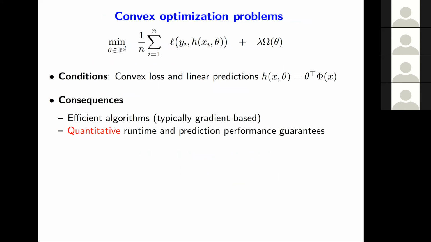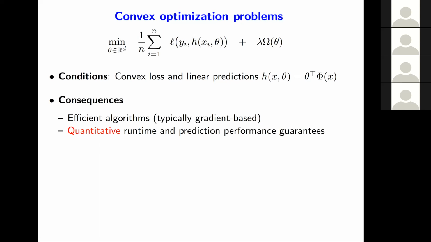All right, so in machine learning and optimization, there has been a lot of work focusing on convex optimization problems. And those convex problems, for us, come essentially from having a linear model. If your prediction function h of x and theta is linear in theta, and your loss function is convex with respect to its second variable, and most of them are, least squares is convex in the second variable, then you get a nice convex optimization problem. And in the last 10 to 20 years, a lot of efficient algorithms were designed for this, typically gradient-based, and I'll show examples in a minute.